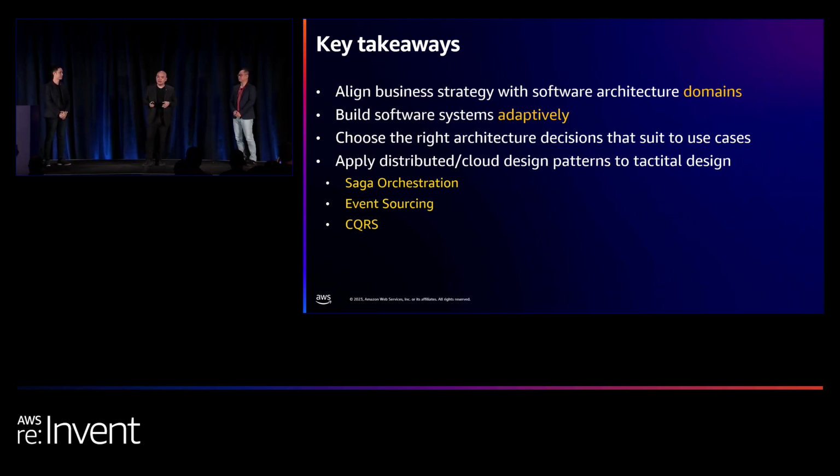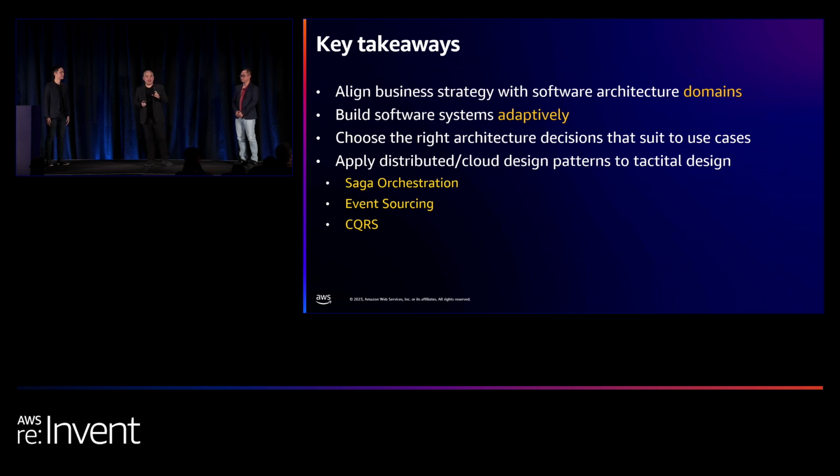So I would like to summarize the key takeaways for this session that Kim and Derek presented earlier. So first, we need to align the business strategy with the software architecture domain. We can embrace domain-driven design practices to break down the business domain into retail and loyalty domains. And like Kim says, we should start simple and use the adaptive design principle to slowly evolve our architectures. And after that, we can select the right architectural pattern that's suitable for the use case. And in our example, we apply 3 distributed design patterns in this use case.